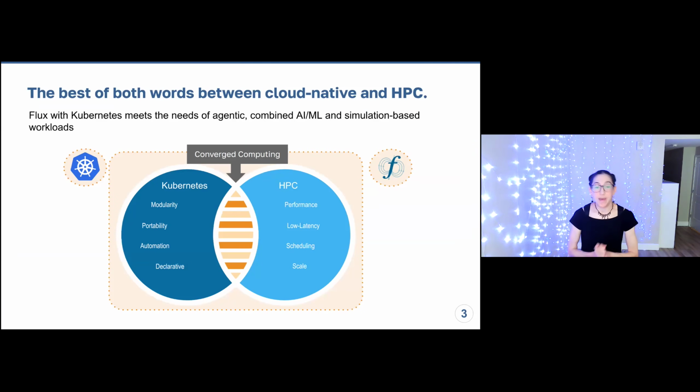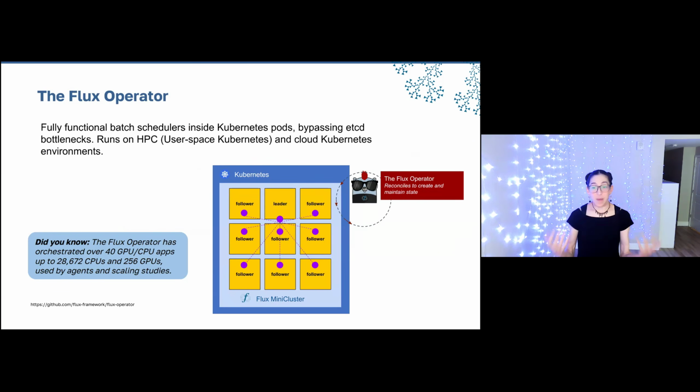Now, we started this work way back in 2021, and the idea was like, I have cloud, I have something like Kubernetes that has a bunch of features that I really like: modularity, portability, automation, declarative management. But I also really like my high-performance computing features. I want performance, I want low latency, I want sophisticated scheduling, I want the scale. So if we take those two things and we shove them together, the intersection in the center, that is converged computing. And what we're starting to see increasingly is that there's another dimension starting to push in, and that is quantum.